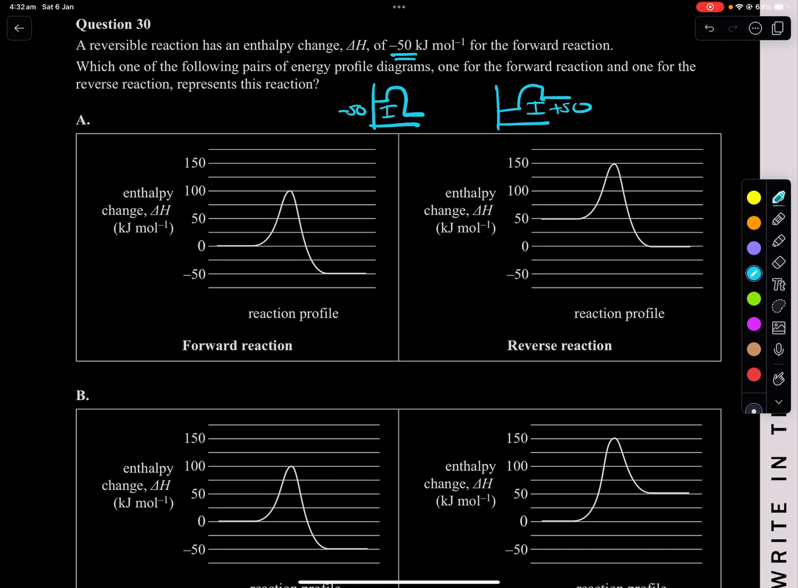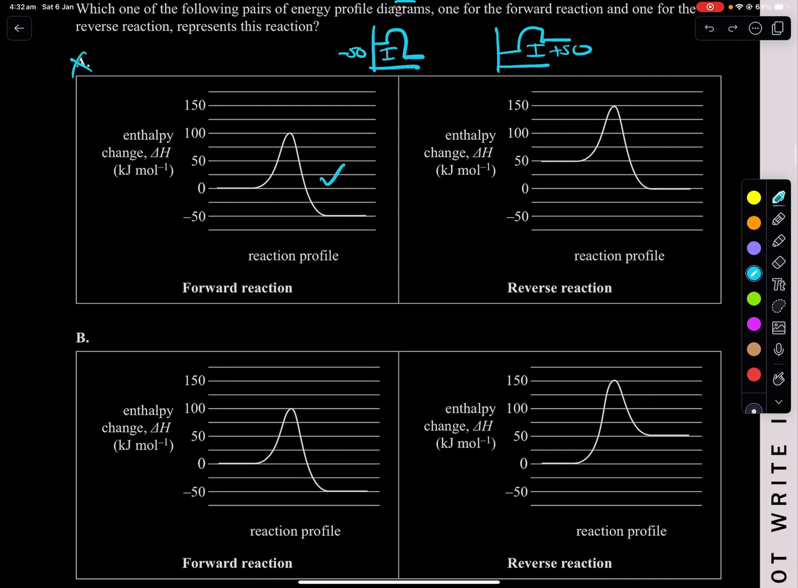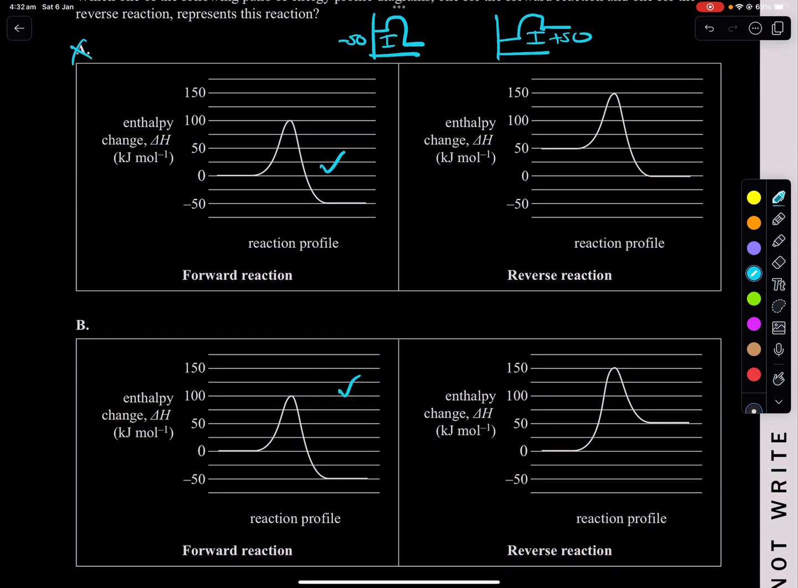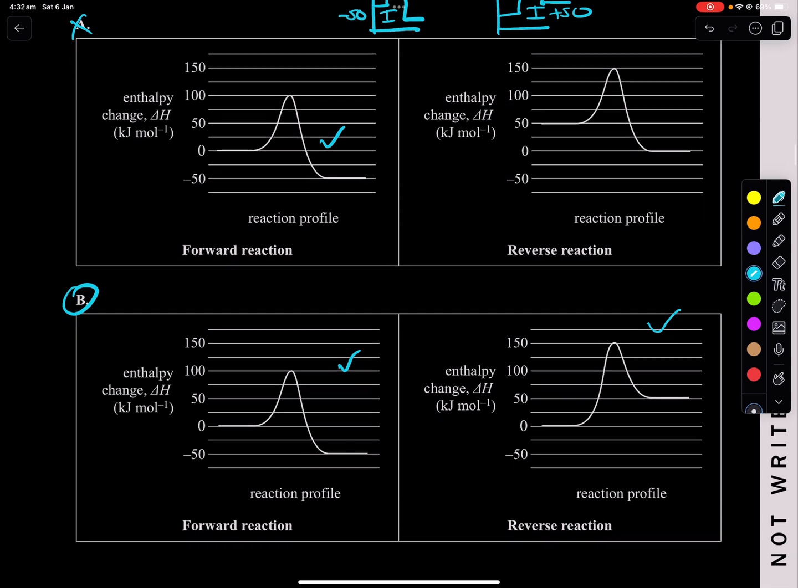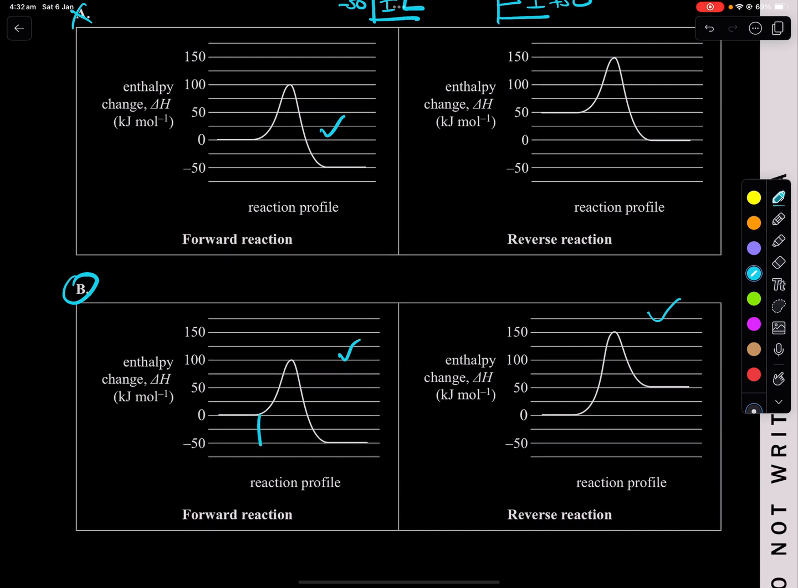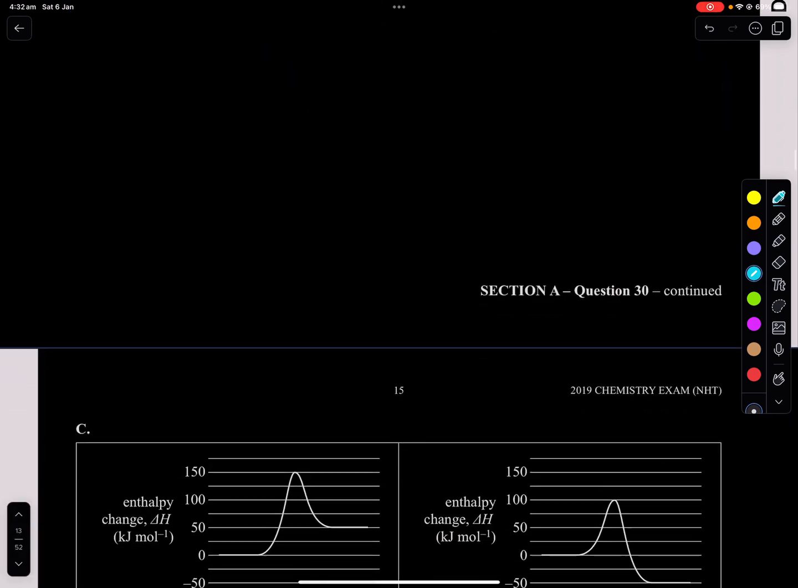So in terms of forward reaction, this one here is great, as you can see, it has this shape. But also this one has the shape of an exothermic. It doesn't have this shape. That's wrong. B. Okay, this shape looks nice. And also this shape looks great. Looks like the same as that. So likely to be B as your answer. We want to double check. So it's the flip of B. Yep, that's negative 50. That's positive 50. That's good. Let's check the other ones also.